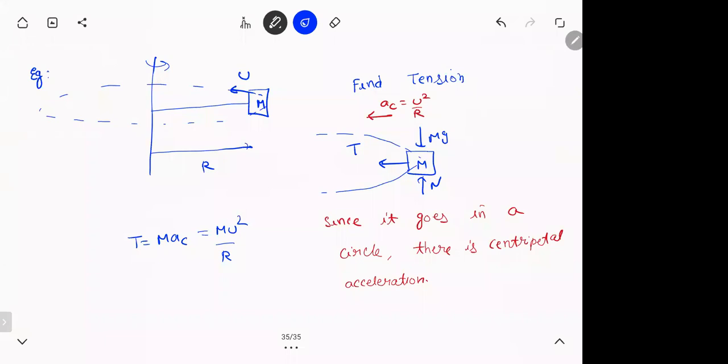Now this centripetal acceleration, right? Let's see. I'll try to solve using calculus, differentiation basically.